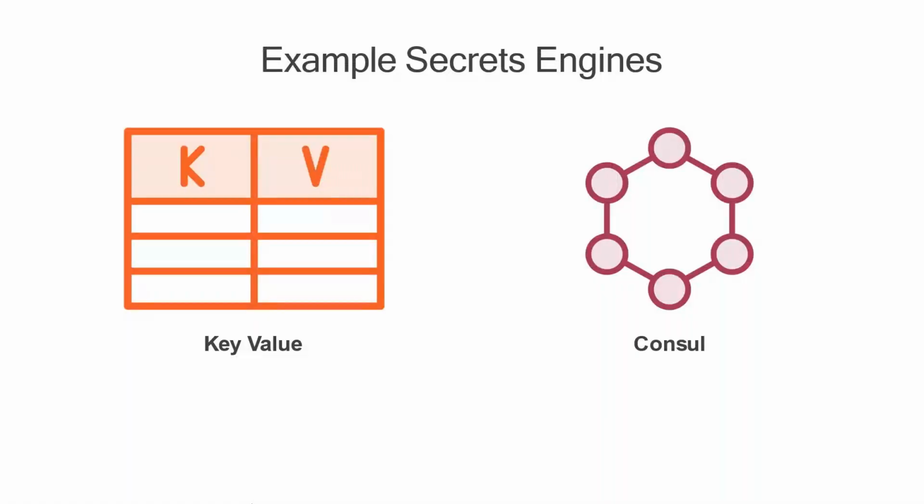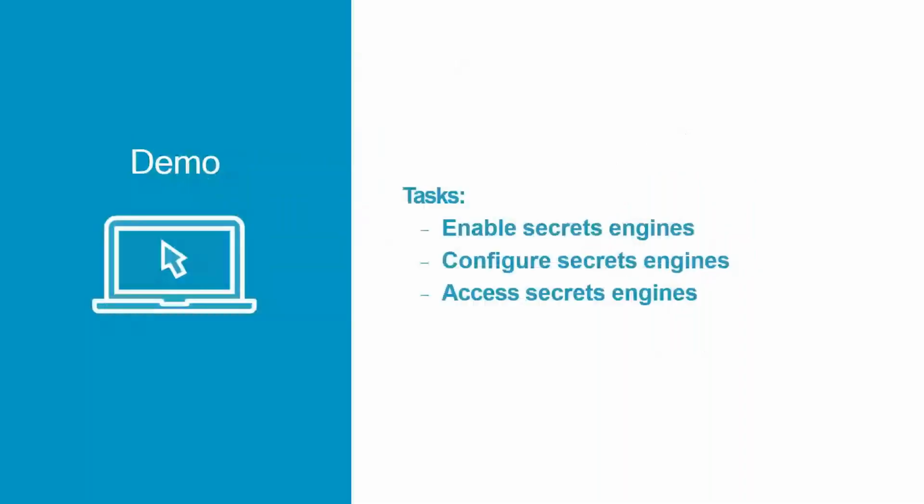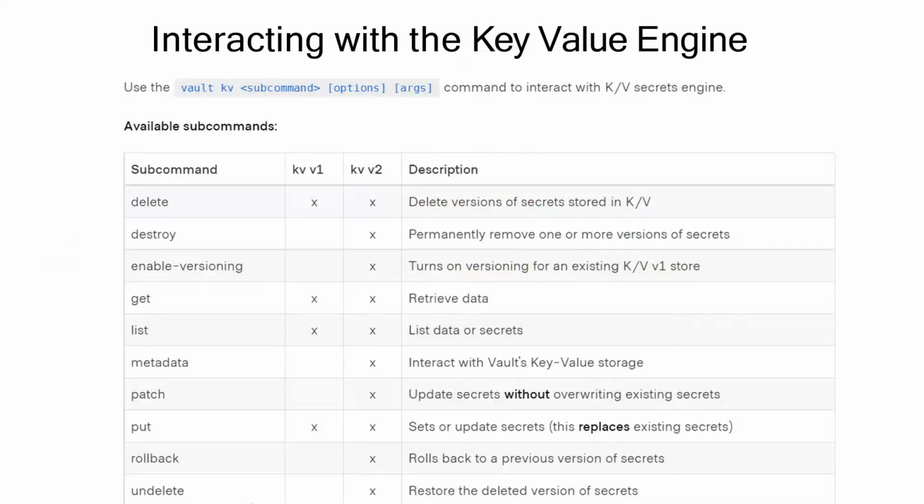Okay, so now we will discuss the secret engine. So look at this. This is KV V1 and V2. What can you do? What can you not do? So very good table. Delete, destroy, enable versioning, get, list, metadata, patch, put, rollback and undelete. So these are the options supported in the KV2. So most of us are using KV2 only.